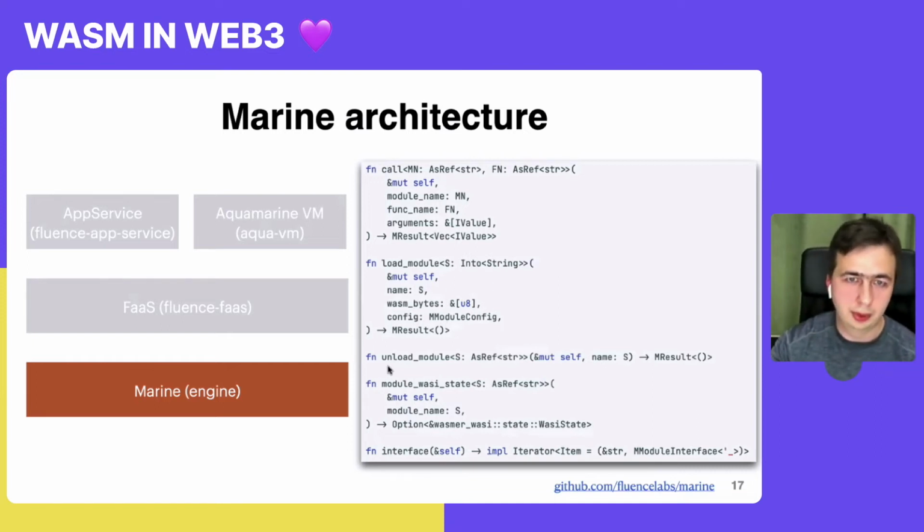Also, you, of course, could unload a module by name, and while a module is loaded, you could call it by name, by function name, and with arguments. Here, please note that there is IValue. In arguments, there are no raw types. IValue is an enum. I will show you later what fields it consists of. And also you could expose the WASI state of a module and the module interface. Here by interface, I mean the interface of modules, the exported functions that a module exposes that could be called from a module.